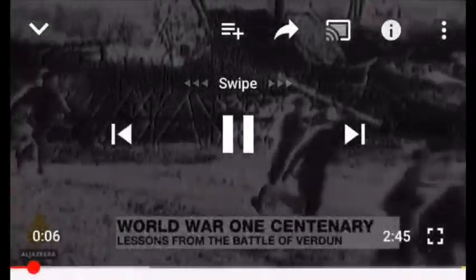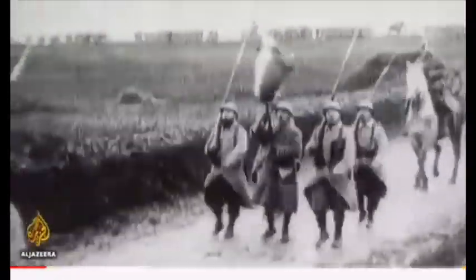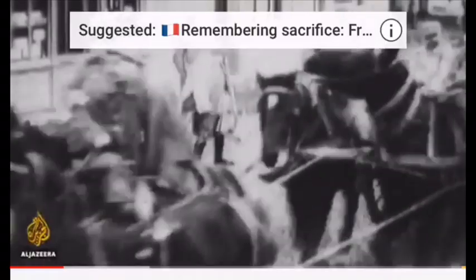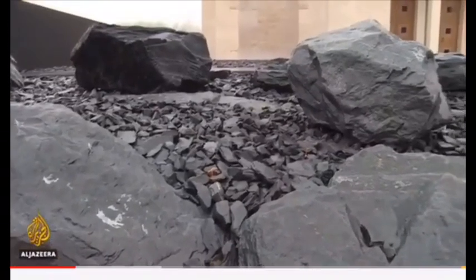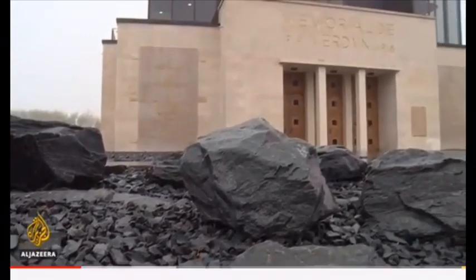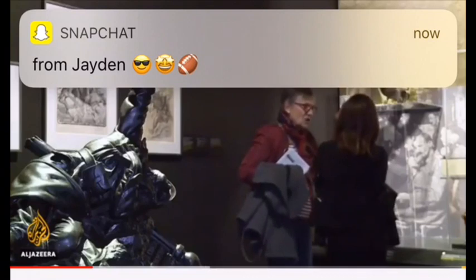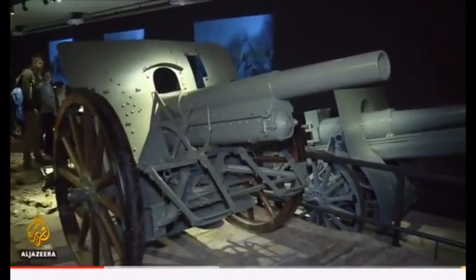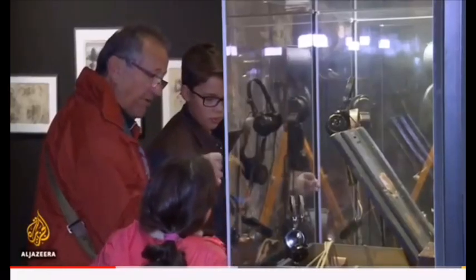After 300 days, the Great War's longest battle, 300,000 soldiers, both French and German, had sacrificed their lives in the trenches around Verdun. When the guns fell silent, the front line was back where it started. The Verdun Memorial Museum is still teaching the futility of war to each new generation. The displays are graphic and sobering. But as world leaders gather in Paris to mark the 100th anniversary of the Great War's end, has anything really changed?